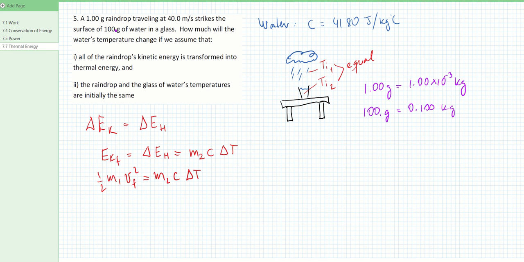So be careful with the conversion. Make sure you get the right values. Otherwise, you will get the wrong answer if you don't convert it. It's going to be off by a factor of 1,000 or 100.